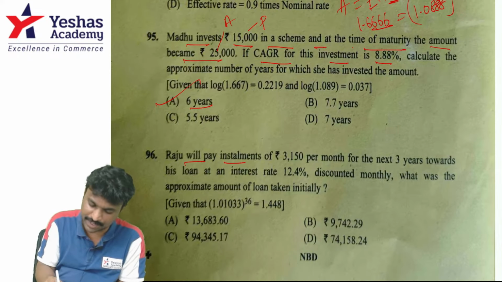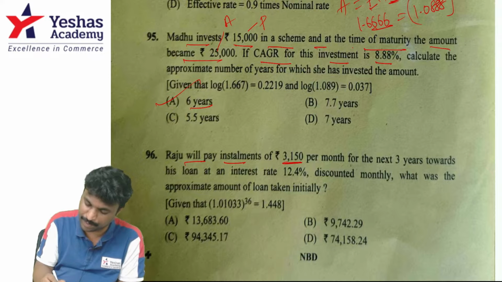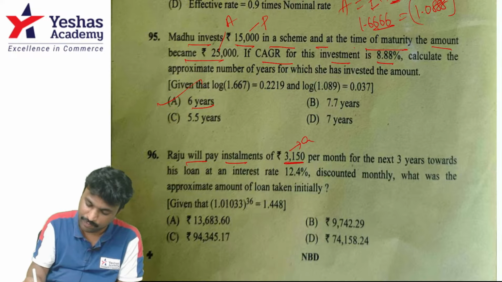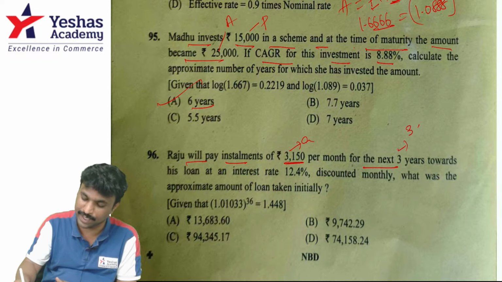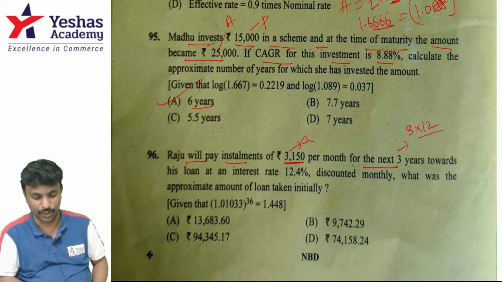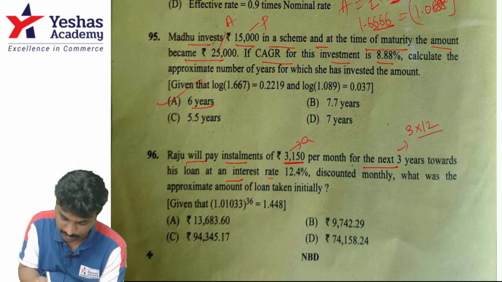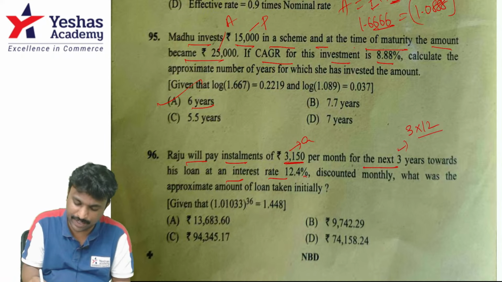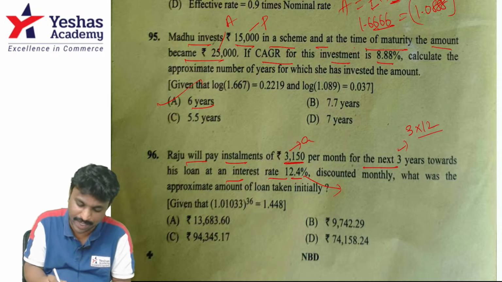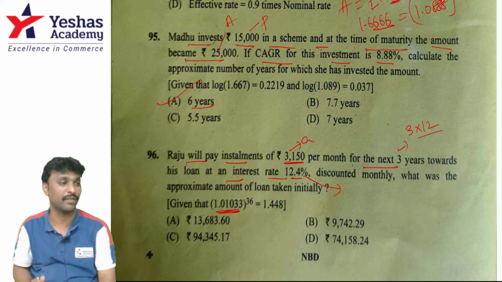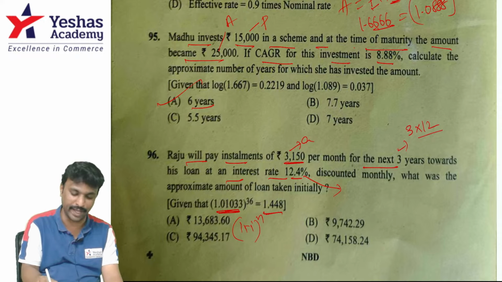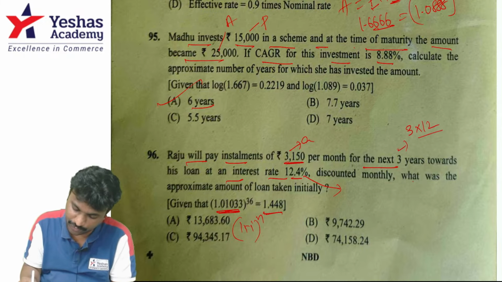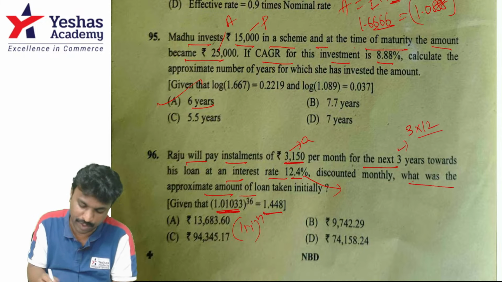Raju will pay installments of 3,150 per month. That means this is an annuity for the next 3 years. Next 3 years means 36 months, 3 into 12. Correct. So towards his loan at an interest of 12.4%. They have only done the conversion: 12.4% per annum means for 1 month it is 1.033%. So we need not do it. It is 1 plus I whole power n only. That's given. So what do we need to find? What was the approximate amount of loan taken?